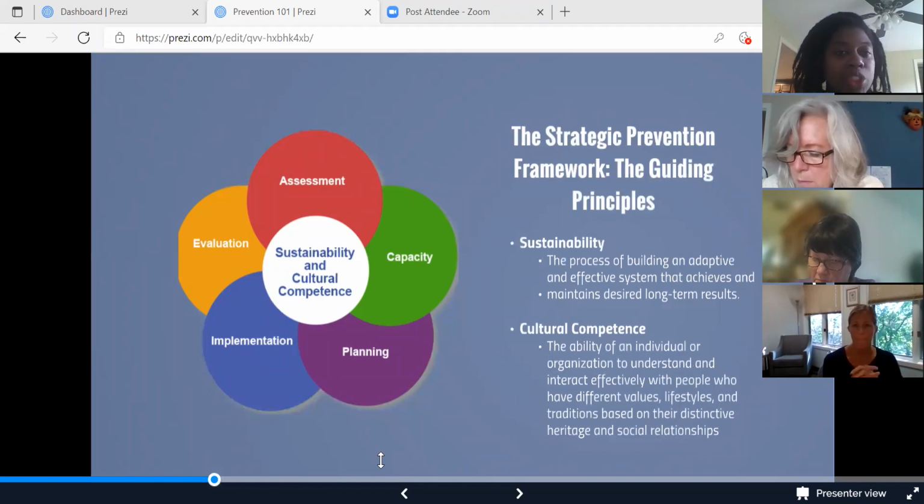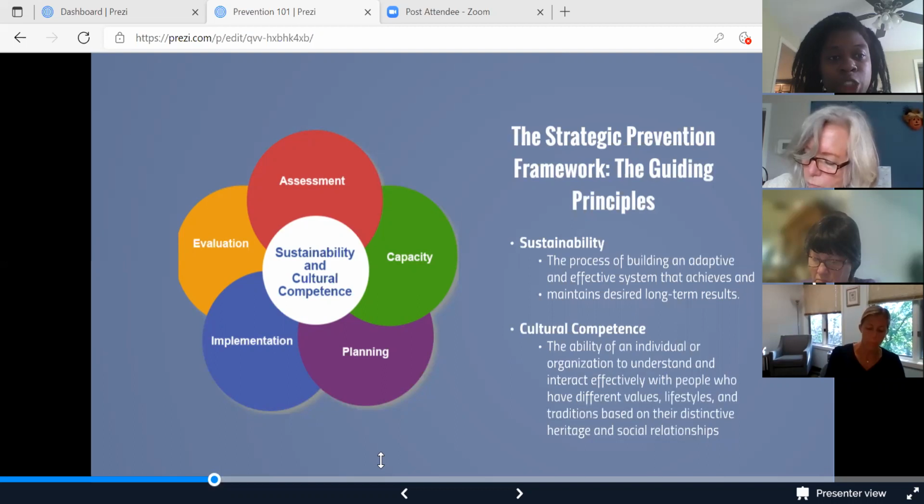Also within the Strategic Prevention Framework, we have 2 guiding principles: sustainability and cultural competence. Sustainability is the process of building an adaptive and effective system. We want a system that, should we lose funding or have a change in staff, or any other changes, we are able to sustain this program and continue to grow and build on it.